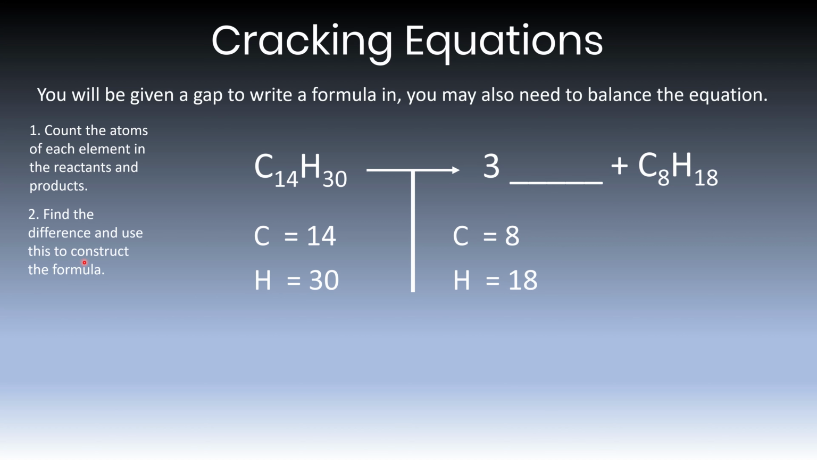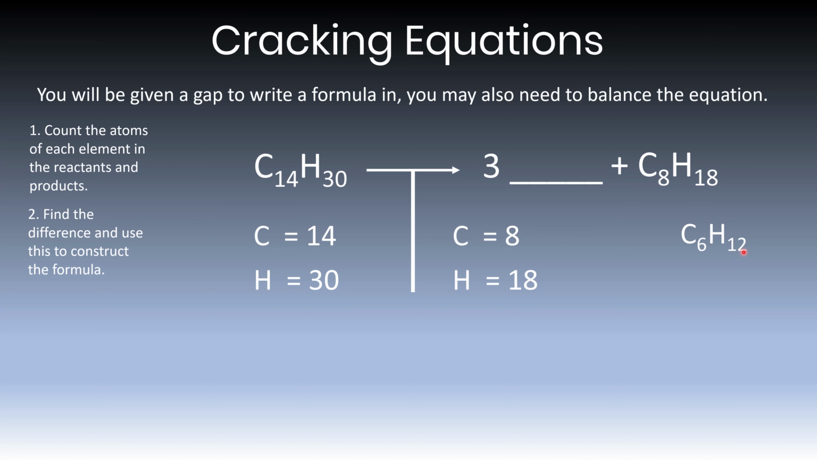So again, we're going to find the difference and use this to construct the formula, but I'm not going to write this formula straight into the gap this time because there's this 3 in front of it. So whatever I write here will be multiplied by 3. So I'm just going to write it over here for a minute. So the difference between the 8 and the 14 should give me 6. So I've got 6 carbons missing on this right-hand side. The difference between the 18 hydrogens and the 30 is 12.